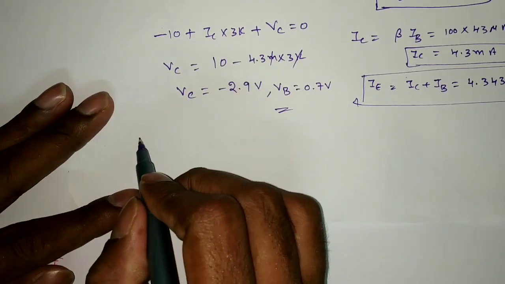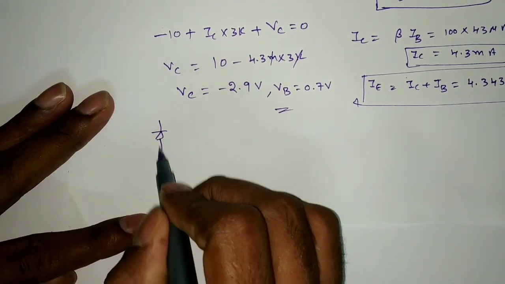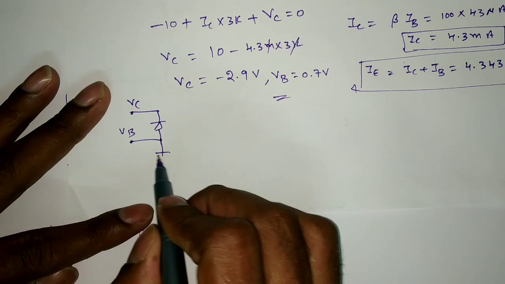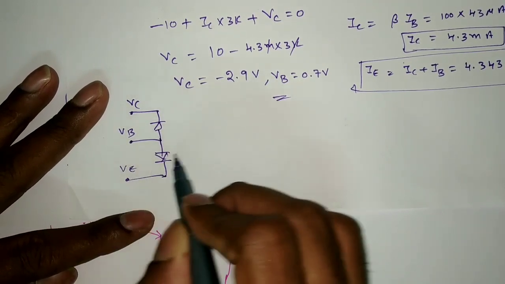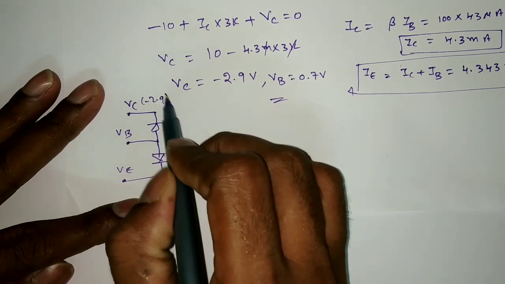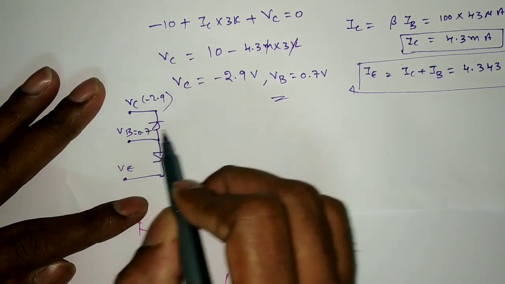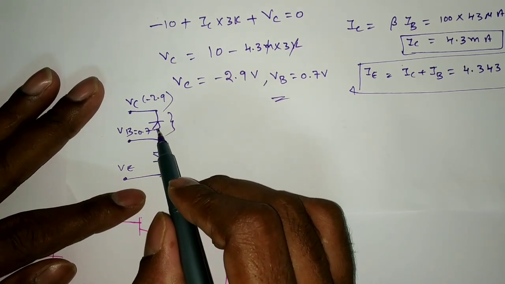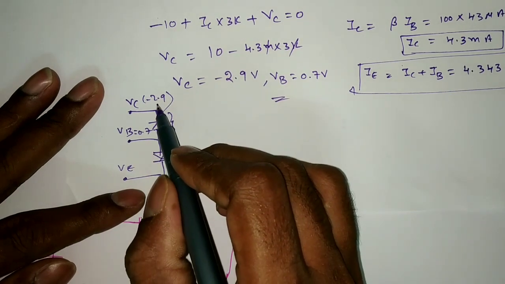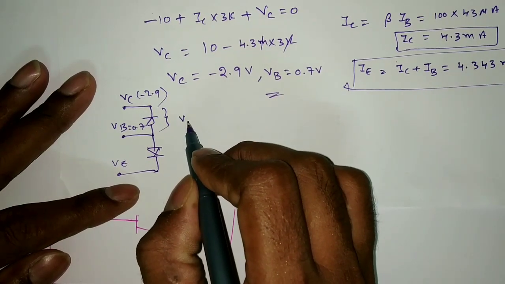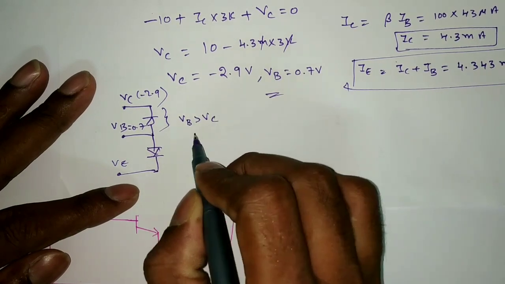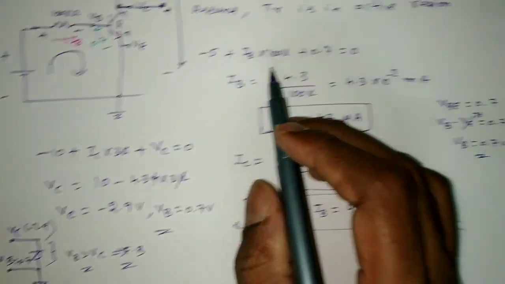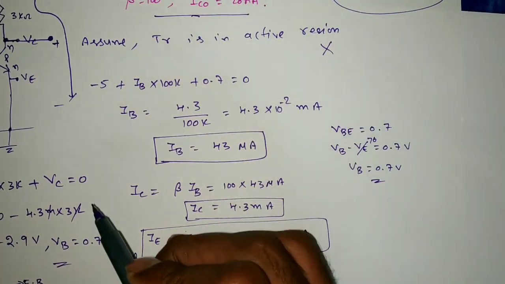Now for NPN transistor, N means something like this. So this is the VC, this is VB, and this is VE. So VC we got minus 2.9, VB we got 0.7. Now tell me, this PN junction is which mode or which bias? See, P side is connected to 0.7 volt and N side is connected to minus 2.9. So that means VB is greater than VC. What is this meaning? The collector base junction is forward bias. So whatever we assumed, that is wrong, right?